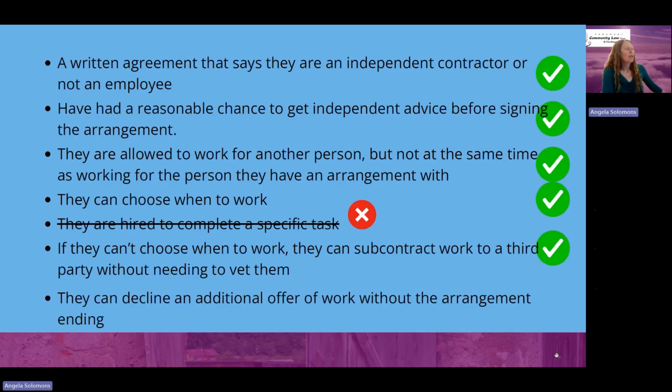All right, they can decline an additional offer of work without the arrangement ending. Hands up, do you think this is one of the criteria? A lot of people are more reluctant now. Yep, this one is also one of the requirements. And finally, they have to have their own tools. Is this one of the requirements of the gateway test? No, you don't have to have your own tools in order to meet the gateway test.